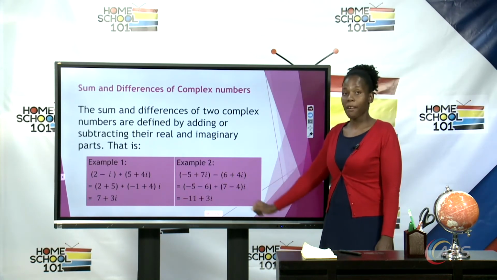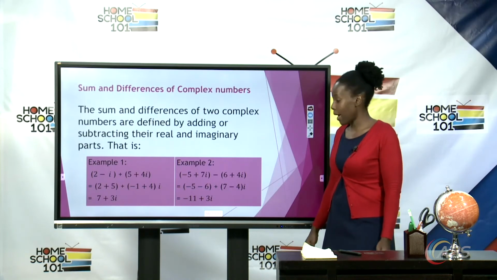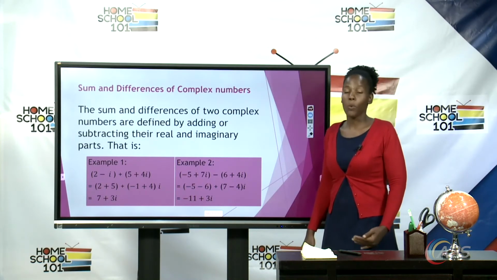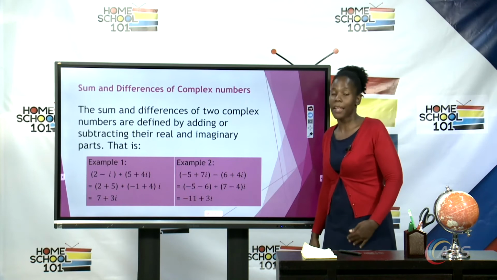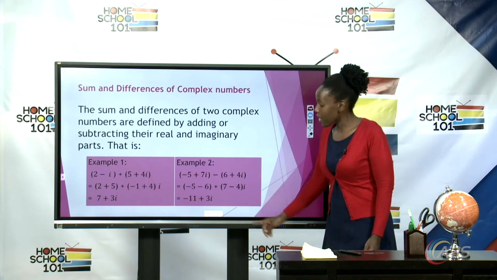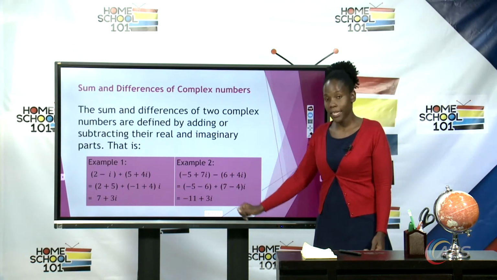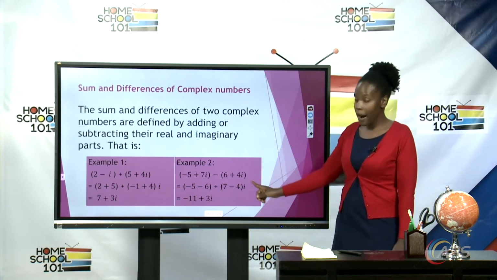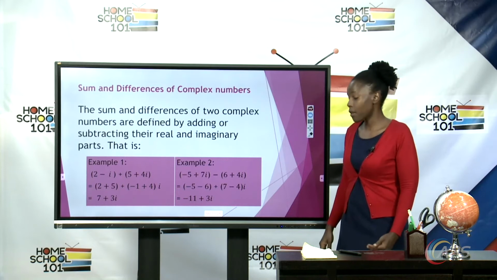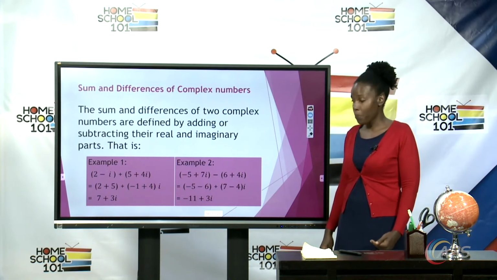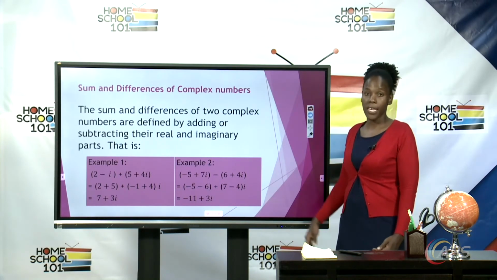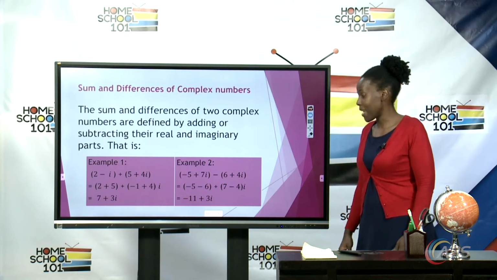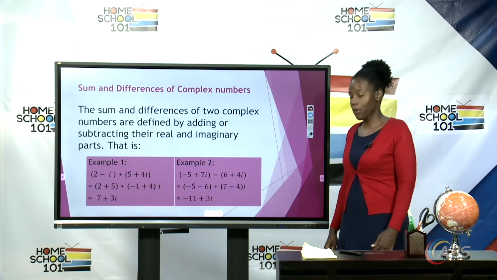So here we have two numbers with the same sign, and once the signs are the same, we simply take the sum of the numbers and then rewrite the sign. Therefore, negative 5 plus negative 6 would give me negative 11. And for the second part, the imaginary part, 7 minus 4 would give me 3. Therefore, the difference between these two complex numbers would be negative 11 plus 3i.